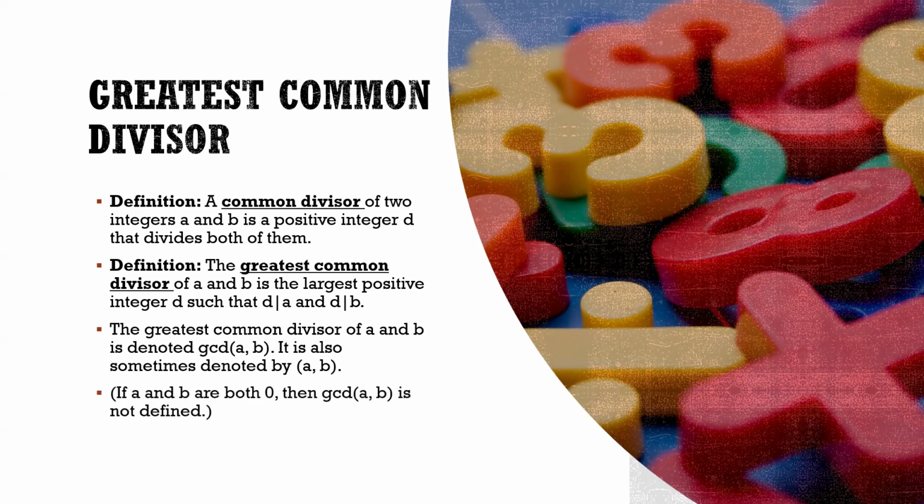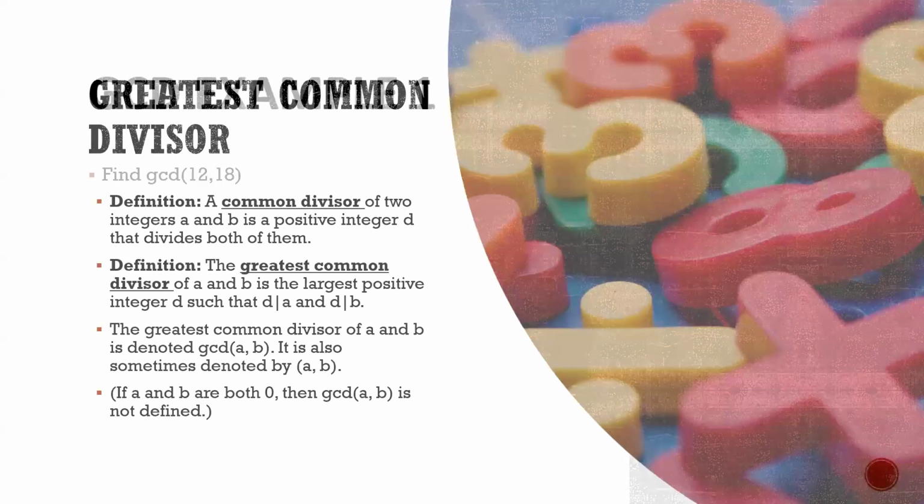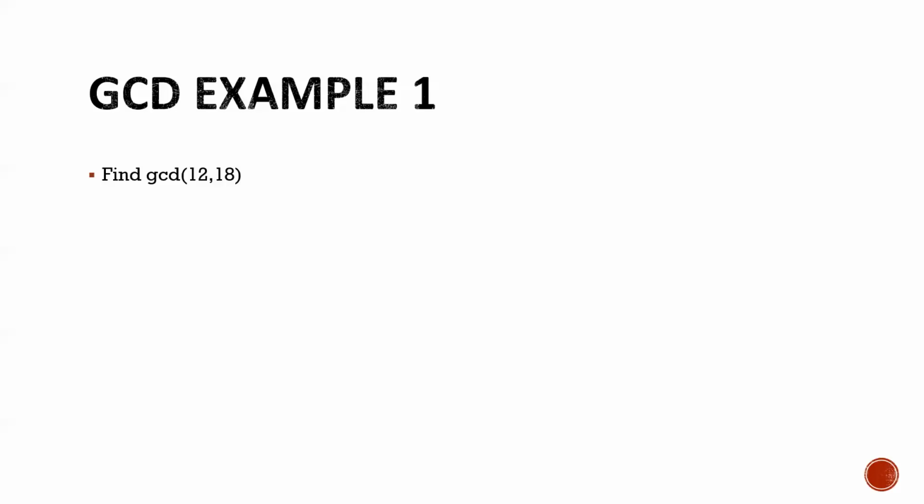Now, if they're both 0, then the greatest common divisor is not defined, because every number divides 0. So there is no greatest common divisor. It just goes off forever. Kind of annoying. All right, so let's do an example.